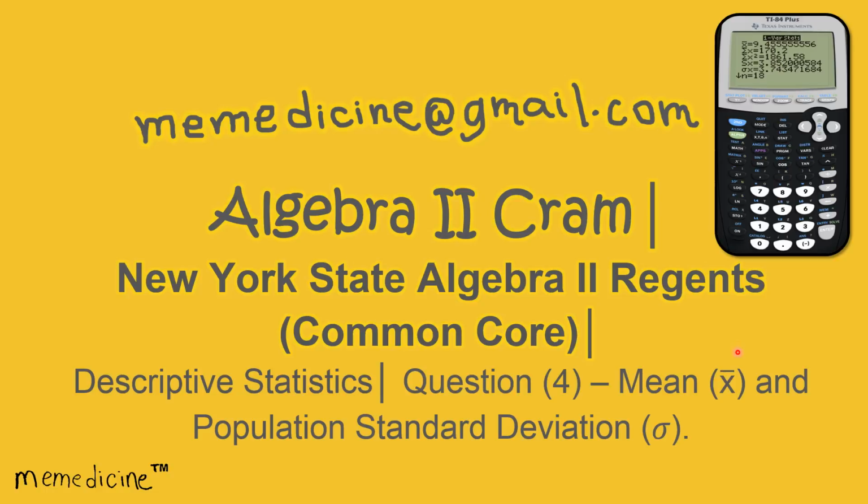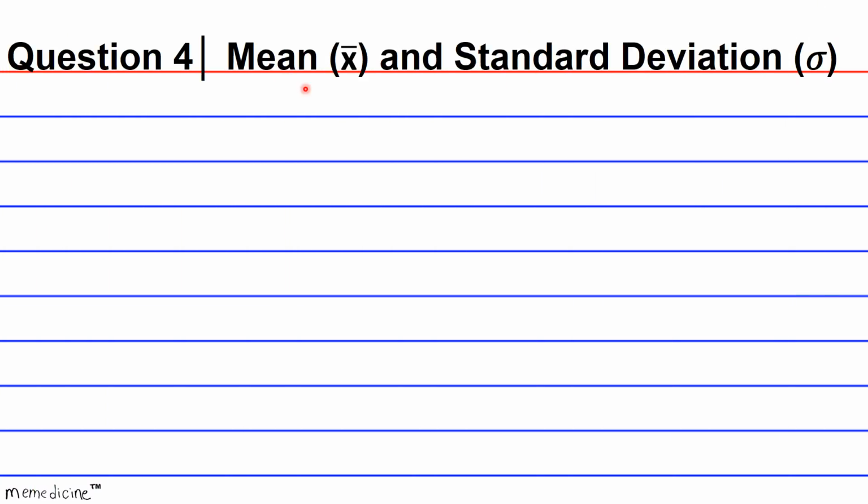Let's delve into the question. Question 4: mean, that is the sample mean denoted by this figure, in red, X bar, and the population standard deviation, although population is not written here, denoted by the lowercase Greek letter sigma.